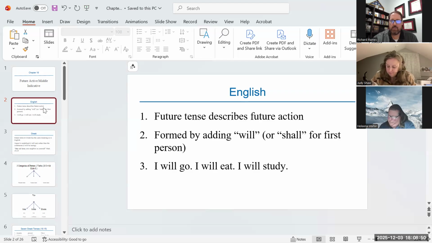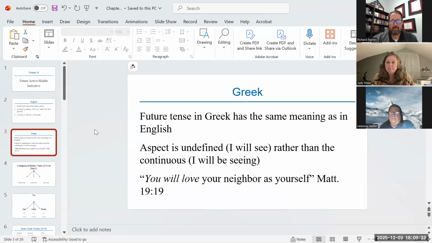So the future tense in English is formed by adding will. I will go, I will eat, I will study. In those sentences, go is the verb, right? And that verb is future active indicative. But in English, the form of the verb doesn't change. You just add the modifier will and it changes the tense. That's all future action. So in Greek, future tense has the same meaning as in English.